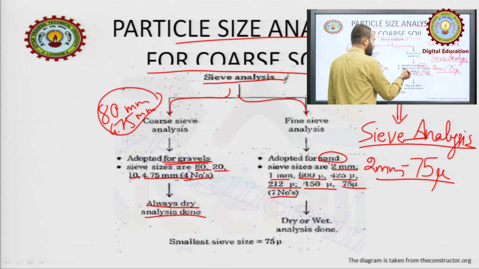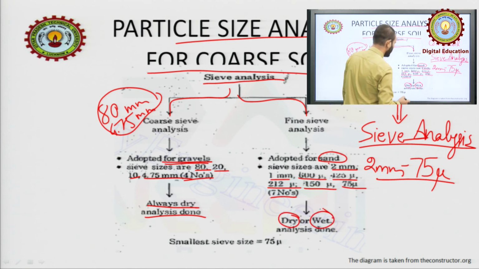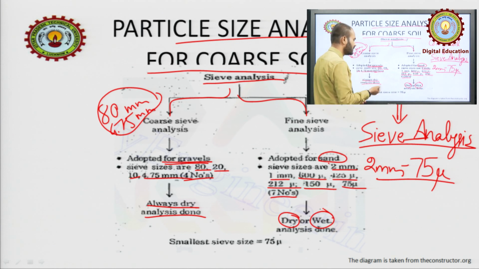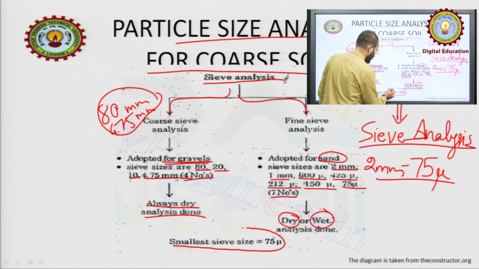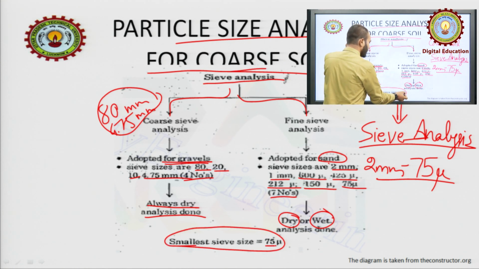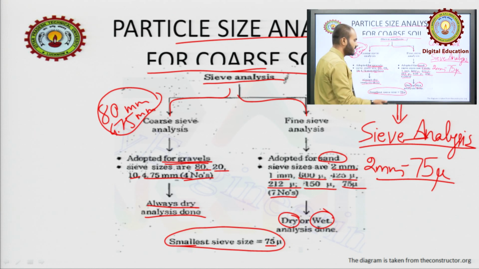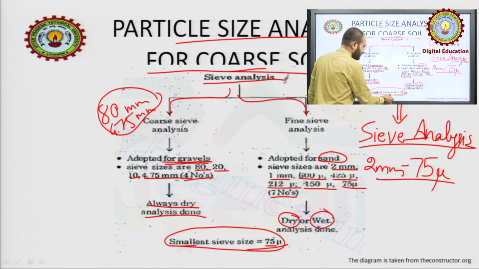And further, this can be a dry analysis or wet analysis. What are these dry and wet analysis? We will be talking about it later on. The smallest sieve in size will be 75 micron. Why? Because we are talking about coarse soil, and the soils having a size lesser than 75 micron fall under the fine. So we will only have up to this sieve.